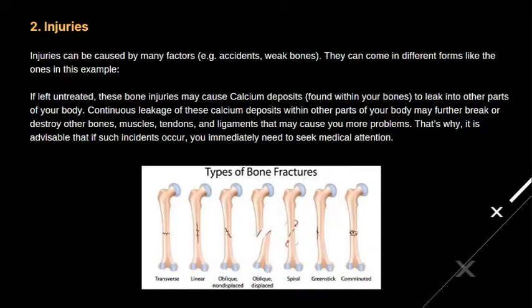Second is injury, no? Injuries can be caused by many factors like accidents, weak bones. They can come in different forms like the ones in this example, like yung bone fracture. Iba't ibang types ng bone fracture depende dun sa force or accident na na-encounter natin. Now, kapag napabayaan natin itong mga fracture na to, injuries na to, so nabanggit dito, if left untreated, these bone injuries may cause calcium deposits found within your bones, no? Yung calcium, 'di ba? Nasa bones natin 'yon. So nagkakaroon ng calcium deposit, no?